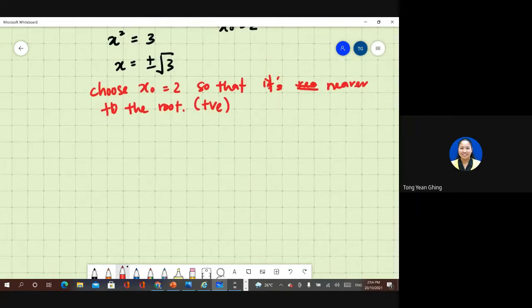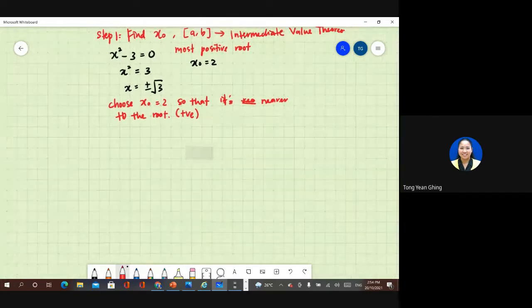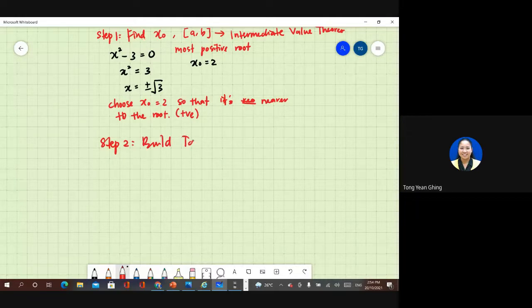Okay, and then same with the previous, we have to draw the table. View table, and then find x(i+1). So, kalau tadi formula x(i+1) equals xi minus f(xi) bahagi dengan f prime(xi).